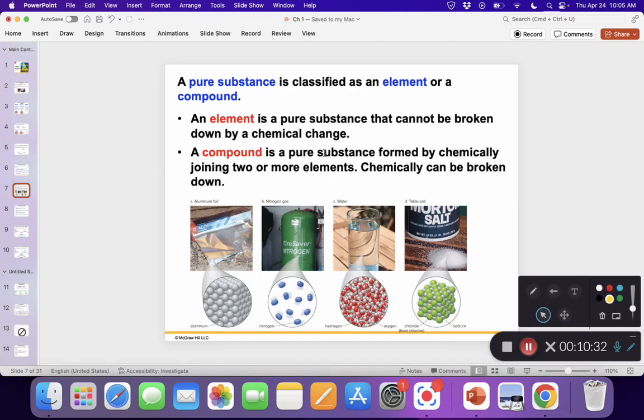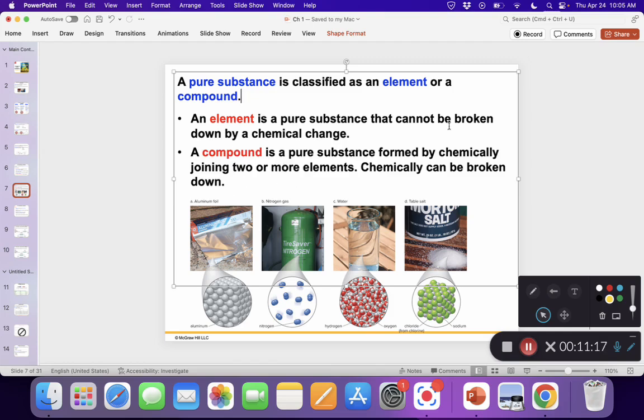Further, we just talked about how an element is a pure substance. It has a single component. It is made of atoms. We cannot break down an element into simpler atoms by physical or by chemical changes. But a compound we can break down into simpler atoms by chemical changes, or chemically a compound can be broken down into 2 pure substances.